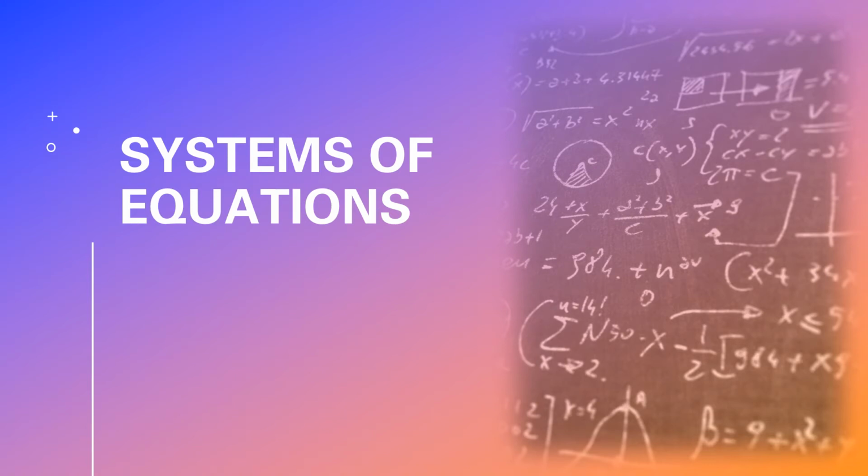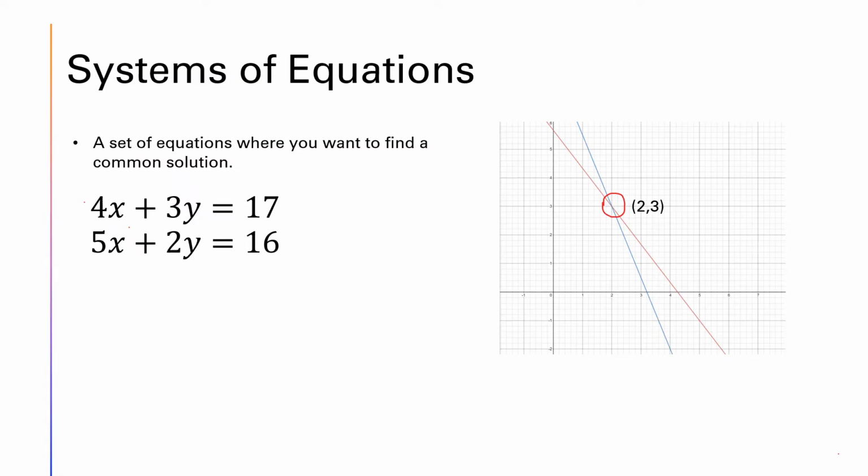Hey guys, so in this video we're going to be learning about systems of equations. Systems of equations are basically a set of equations where you want to find a common solution. So for instance we have 4x plus 3y equals 17 and 5x plus 2y equals 16. If we rearrange them and graph, we will get a common solution at (2, 3).